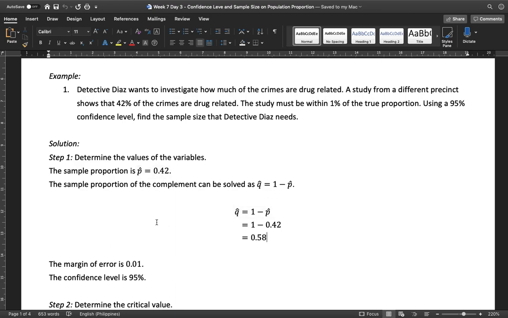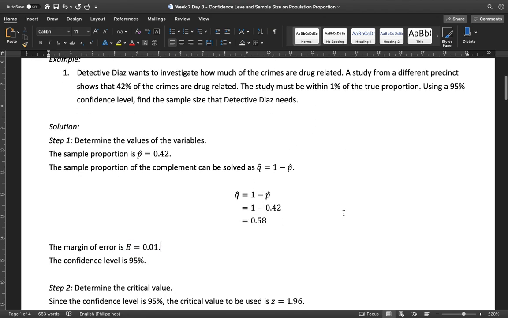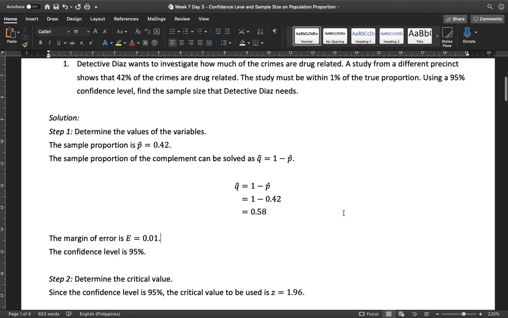This is not necessarily the sample that we're going to have right now kasi, di ba, remember, we're just going to take the sample size pa lang muna, right? Hindi pa ito yung actual na sample na nakuha natin, but rather a reference point from another study. Okay. Margin of error, that's the value of E. E equals 0.01. That's 1% right here. And the confidence level is 95%.